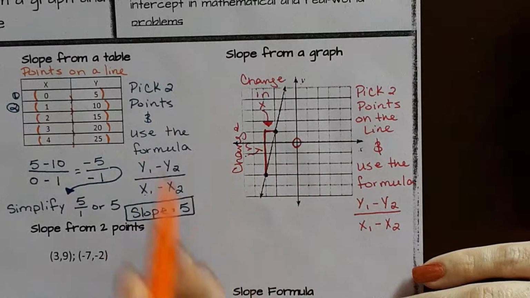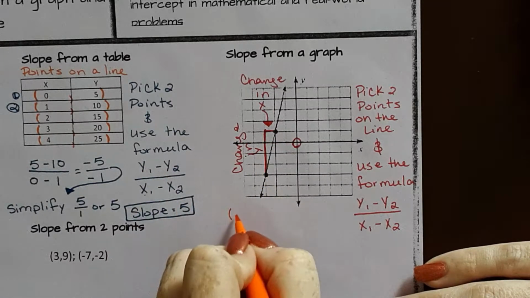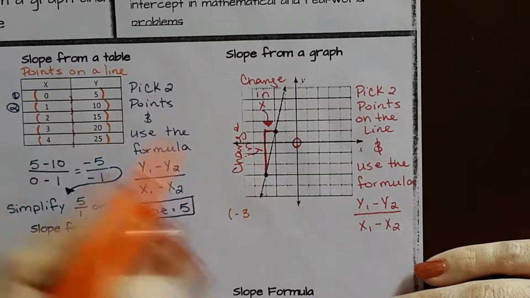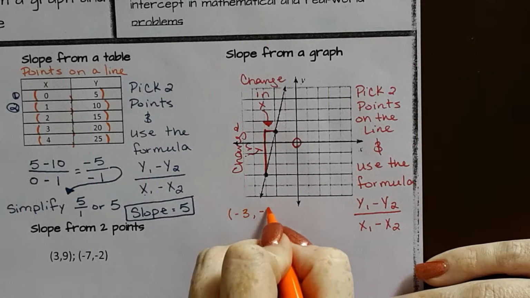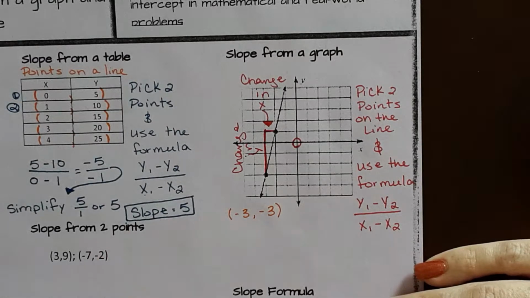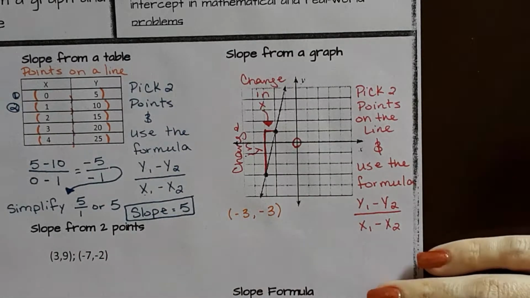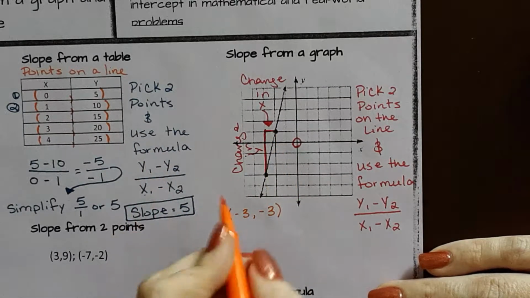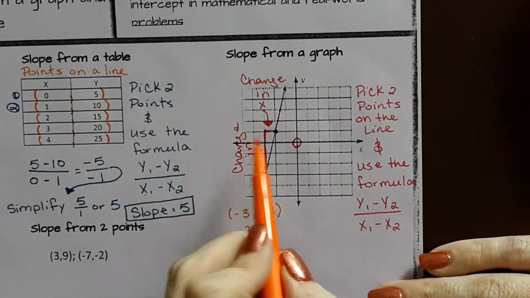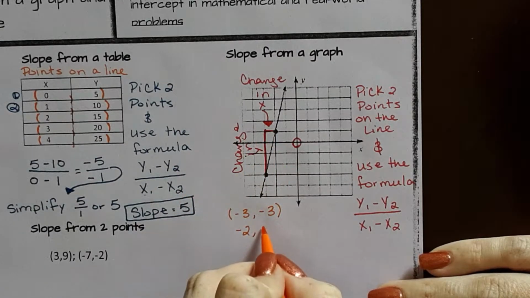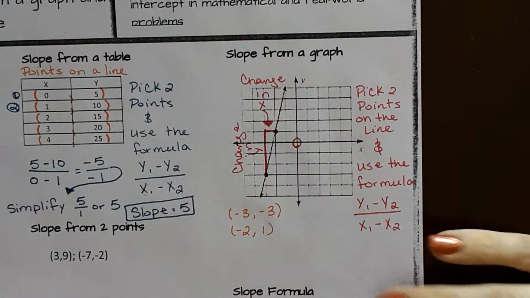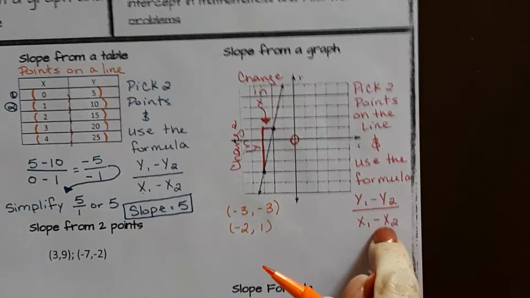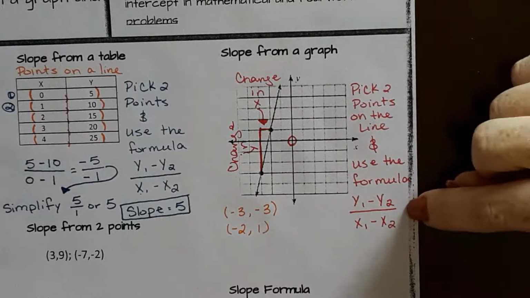1, 2, 3. First point is negative 3. Then we move down, 1, 2, 3. Our first point is negative 3, negative 3. We now need to name this second point. 1, 2, negative 2, and up 1 value, positive 1. And now you can take these numbers and plug them in to this formula.